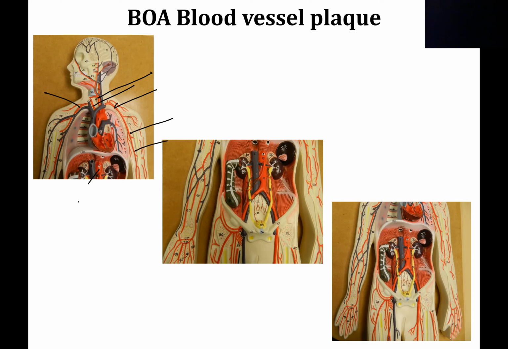You can see a little bit of the abdominal aorta here. So axillary artery, brachial artery, radial artery, ulnar artery. You can see the celiac trunk, superior mesenteric artery, abdominal aorta, common iliac arteries, external iliac arteries, femoral arteries.